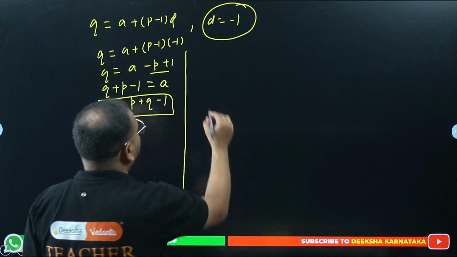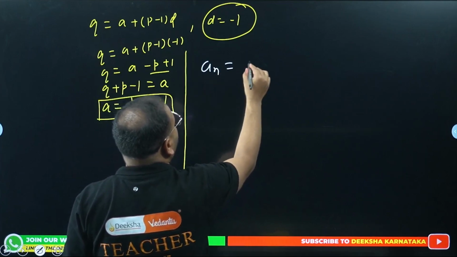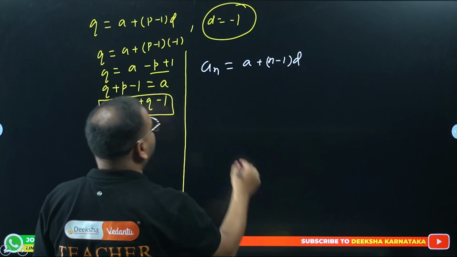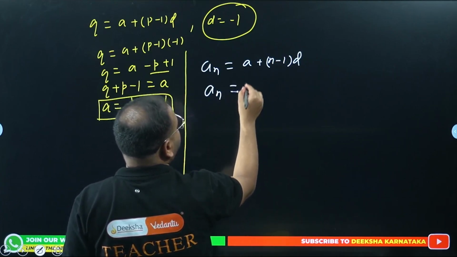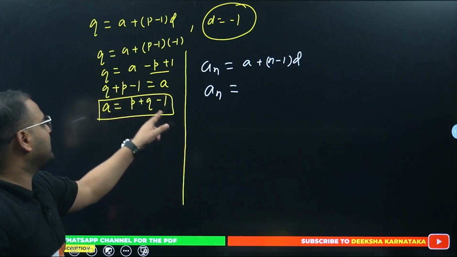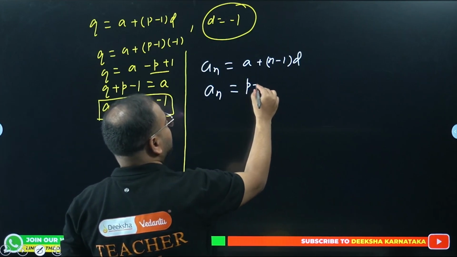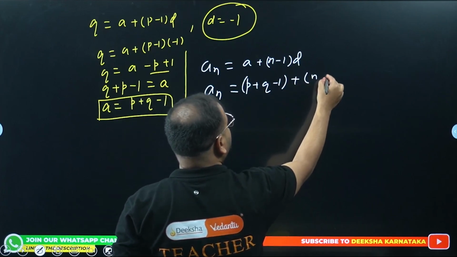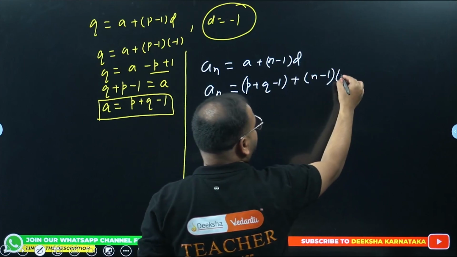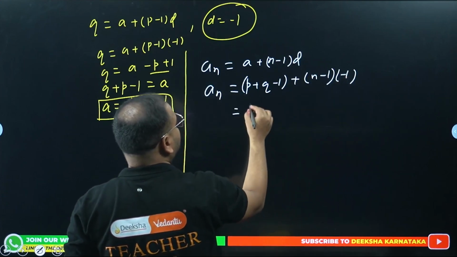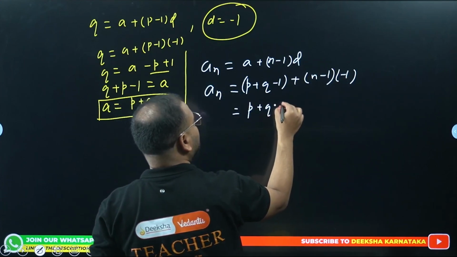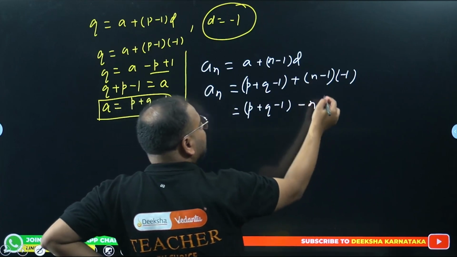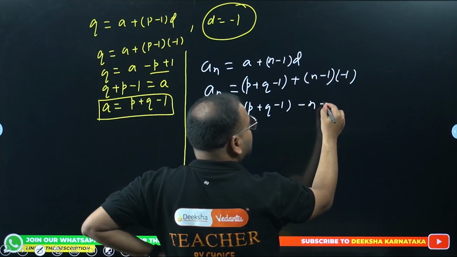How do we write the nth term? An equals a plus n minus 1 times d. What is my an then? What is a? P plus q minus 1, right here. This is my a. N will remain the same. N minus 1. What is d? D is minus 1. Simplifying it moving forward: p plus q minus 1, and the expansion over here will become minus n. Minus 1 into n is minus n, and minus 1 into minus 1 is plus 1.